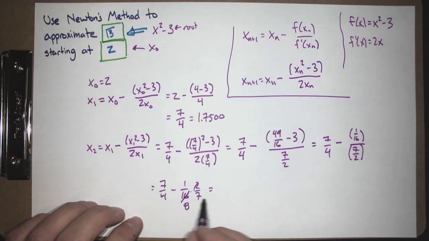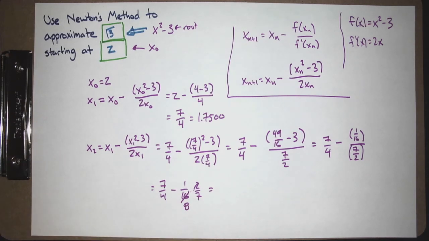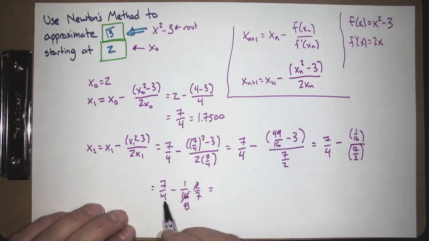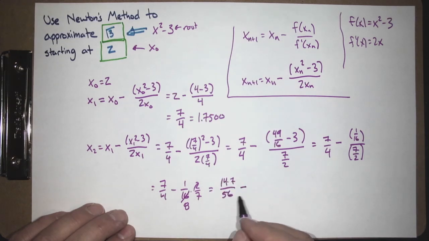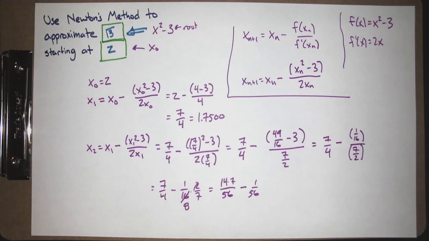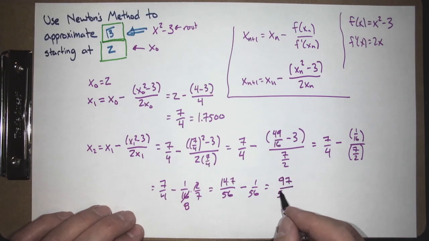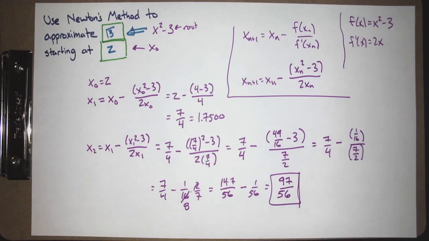So let's suppose you wanted to add these fractions. Here you got 4. Here you have 56, 8 times 7. What's your common denominator? 56, because 4 is divisible into 56. So you have to multiply the first one by 14. 14 times 4 is 56. So you have 14 times 7 over 56, subtract 1 over 56. Well, 14 times 7 is 98. 98 subtract 1 is 97. And now 97 divided by 56, yeah, they don't have any common factors.